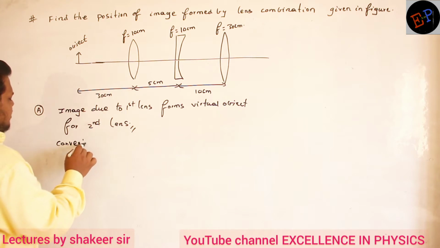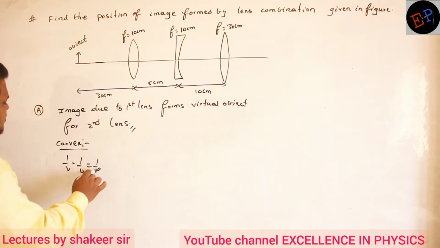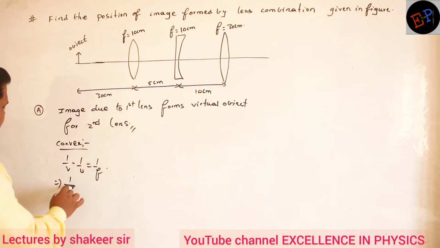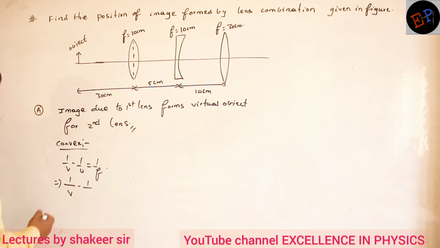First of all, calculate for the first lens, which is the convex lens. For a convex lens, which equation can I use? The lens formula: 1/v - 1/u = 1/f. Here 1/v, the image position, I don't know. 1/u, the object position for the first lens, how much can you say?